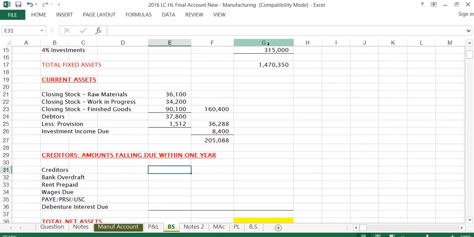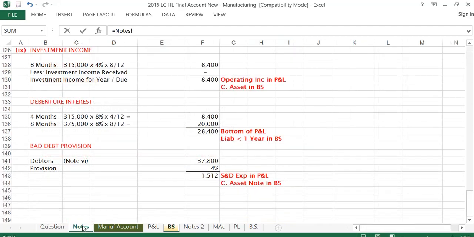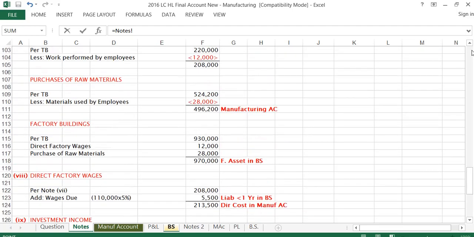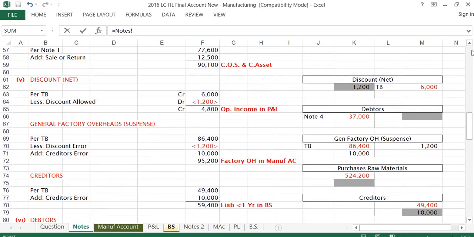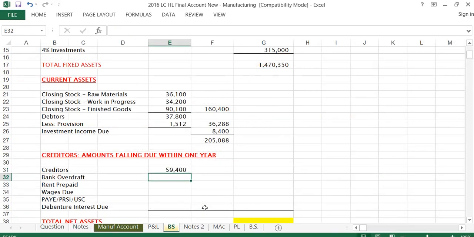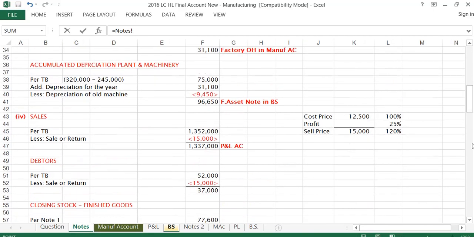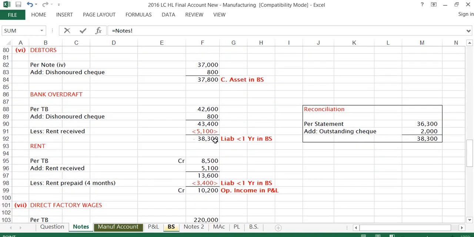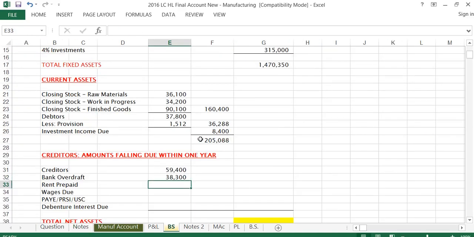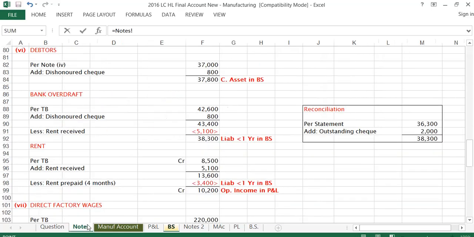Our creditors, amounts due within 1 year. The first thing that's going to go in here are creditors. And there was a change to creditors, so I'm going to have to go back to my notes and look for my most up-to-date creditors figure, which is 59,400. Then I have a bank overdraft, and again that would have changed in the bank reconciliation note. So I have to go back to that note and get my most up-to-date figure for bank overdraft, which is 38,300.